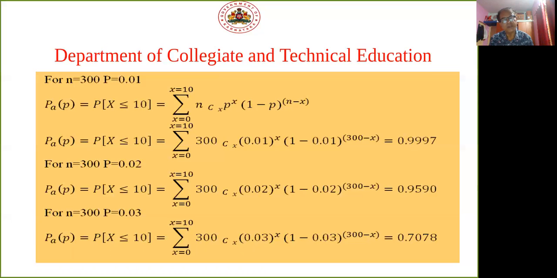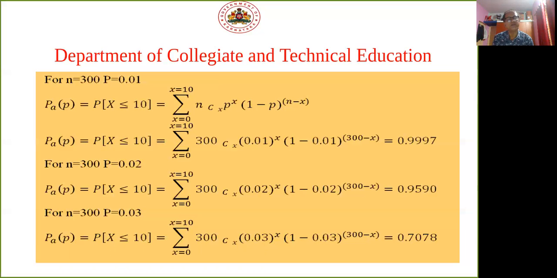For p equals 0.03, x varies from 0 to 10, nCx, you keep it as it is, p equals 0.03 to the power of x into (1 minus 0.03) to the power of 300 minus x. So we will get the value from the calculator. It is 0.7078.